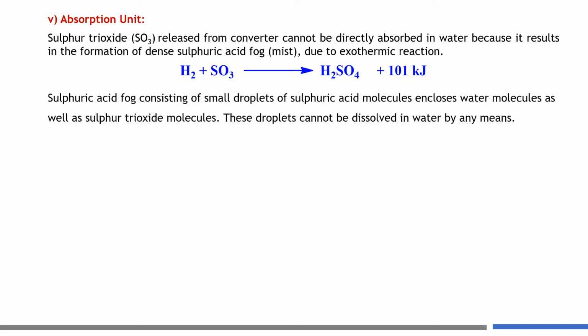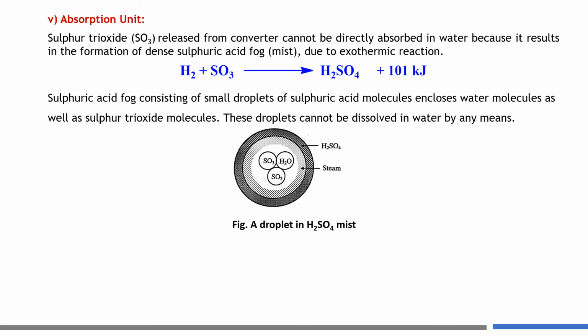Sulfuric acid fog consists of small droplets of sulfuric acid molecules that enclose water molecules as well as sulfur trioxide molecules. These droplets cannot be dissolved in water by any means. So, these are the water droplets which enclose SO2, SO3 droplets into the structure of the H2SO4 molecule. So, this is a droplet in H2SO4 mist.